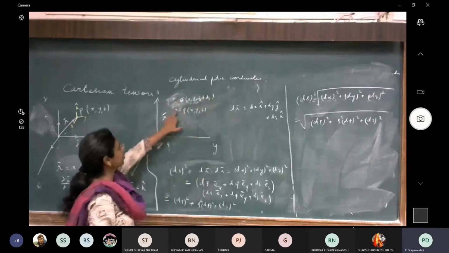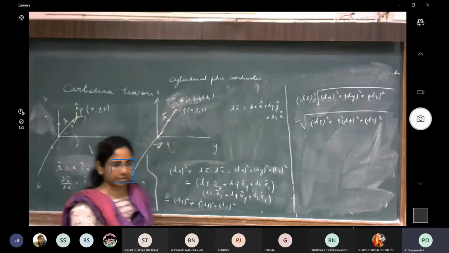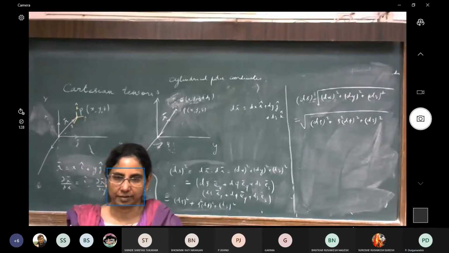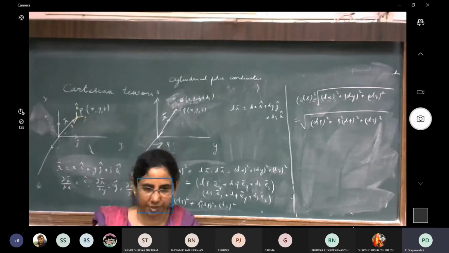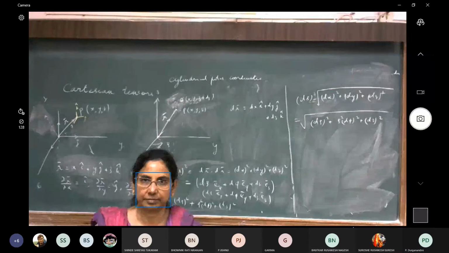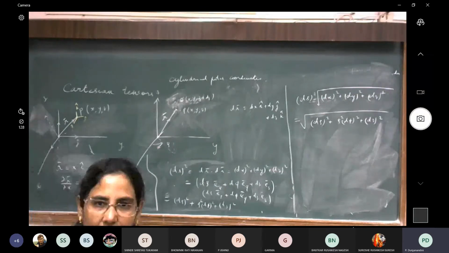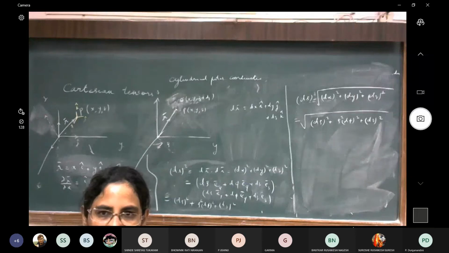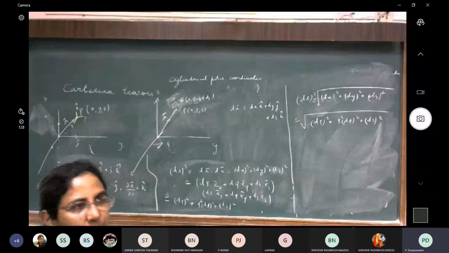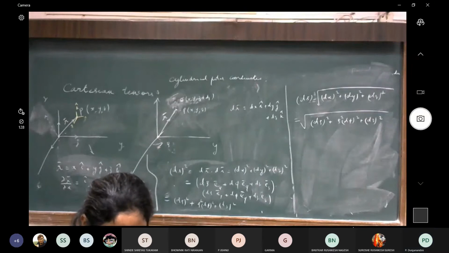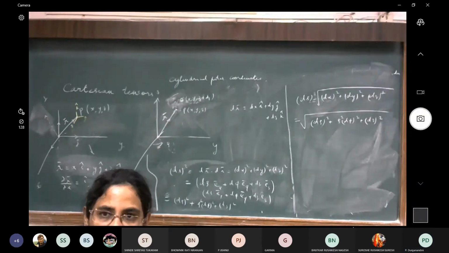Now, what will be the distance from this point? What is the distance between the points P and Q in this Cartesian basis? According to the Cartesian basis, what is the magnitude of the displacement now, the infinitesimal displacement? If I'm just making the displacement along the z direction, what will be the answer for the magnitude of your displacement according to the Cartesian basis? Just dz. Yeah, it is just dz.